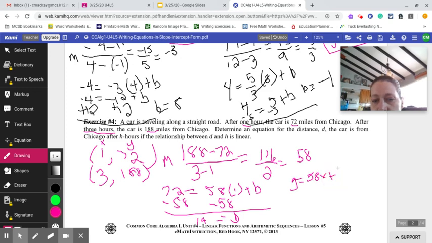plus 14. Now, they want us to put the equation in terms of d and h. Determine the equation, the distance the car is from Chicago after h hours. So we're just going to change the y to a d, and we're going to change the x to an h.